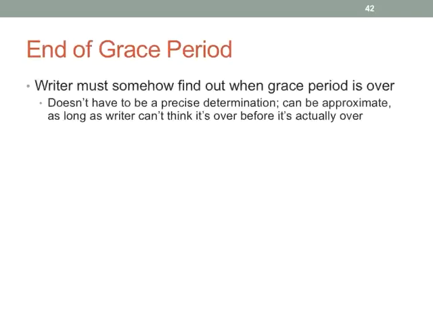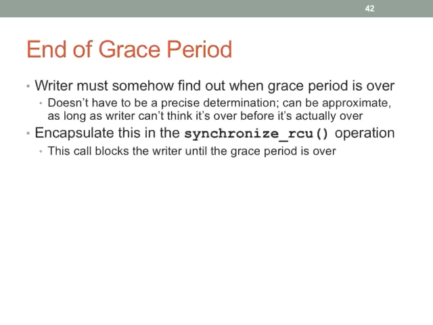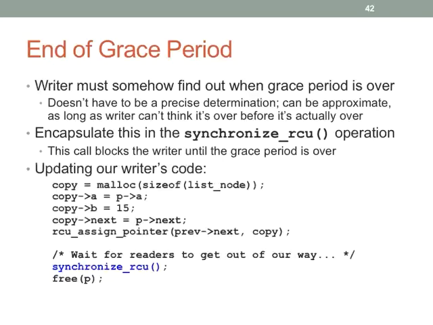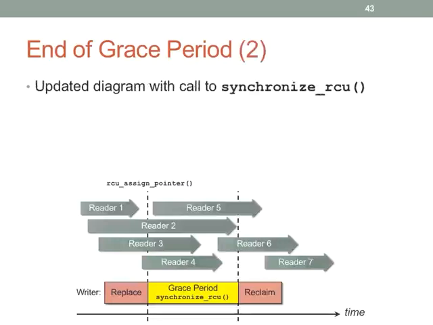So the writer has to figure out when that grace period is over. And it doesn't have to be precise, but it does have to be accurate. The grace period can't end sooner than it must end, but it can be longer if it wants to. So again, we have this operation, synchronize RCU, which encapsulates this. And so the writer does something like this. Okay, we allocate our thing, we publish the pointer with RCU assign pointer, and then we call synchronize RCU because we need to free stuff. Synchronize RCU blocks until all the readers are finished, and then we free the old thing. Okay, so we go ahead and add synchronize RCU to our diagram.